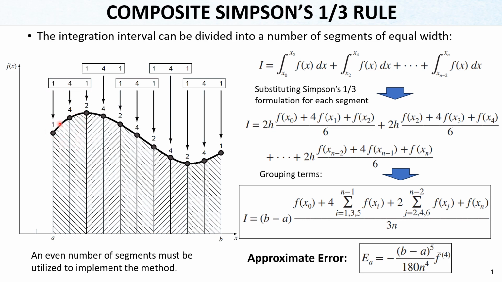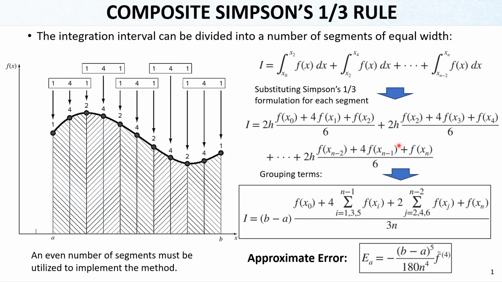So we have one segment here, one segment, another segment, another segment, another segment. Each segment needs to have 3 points. 1 and 2 are like the ends, and 1 in the middle. So these go 1, 4, 1, 1, 4, 1 in the formulation actually. The first one 0 to 2, then the second one 2 to 4. You can see here 2 to 4, then 4 to 6, and up to n minus 2 to n.